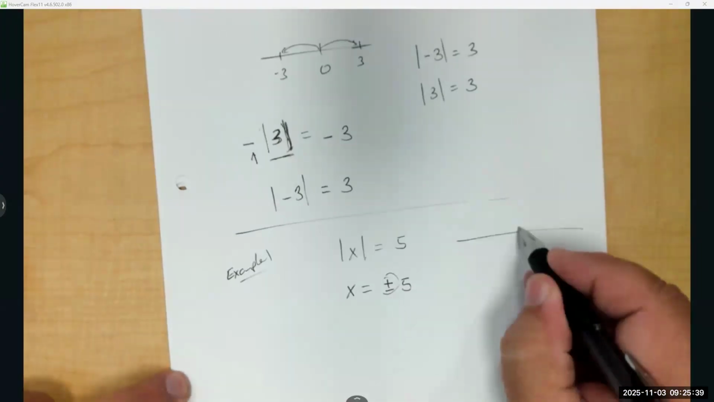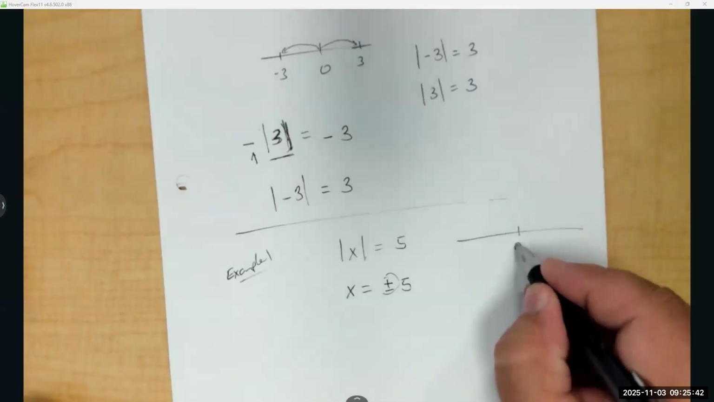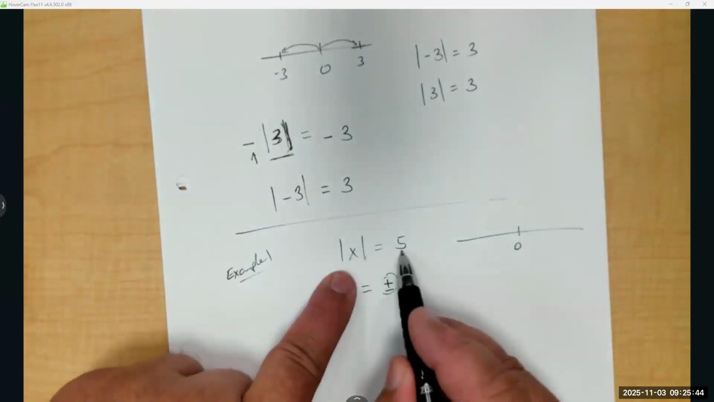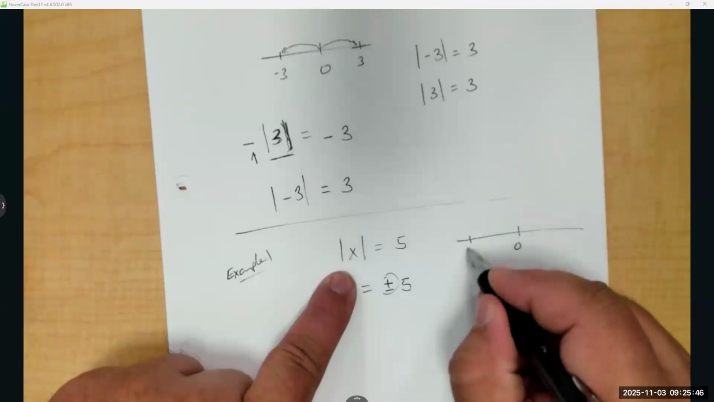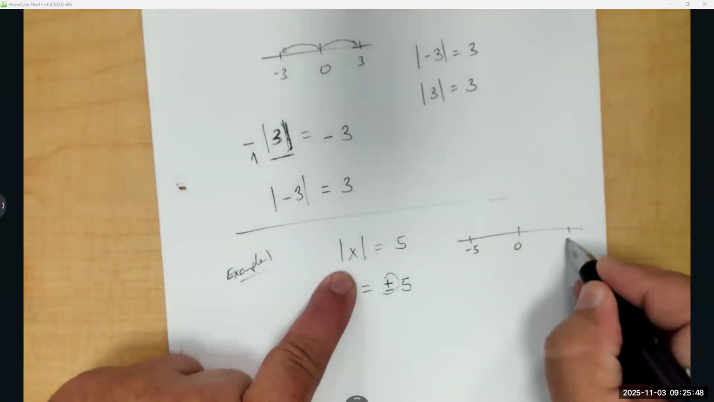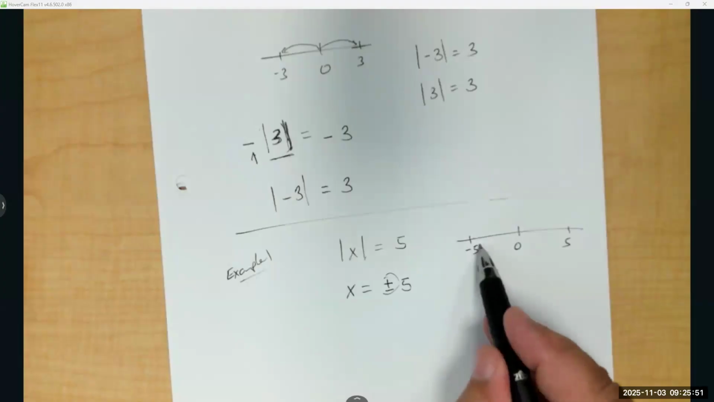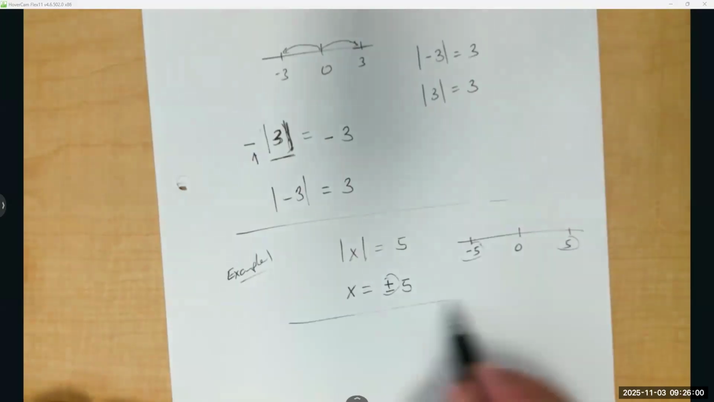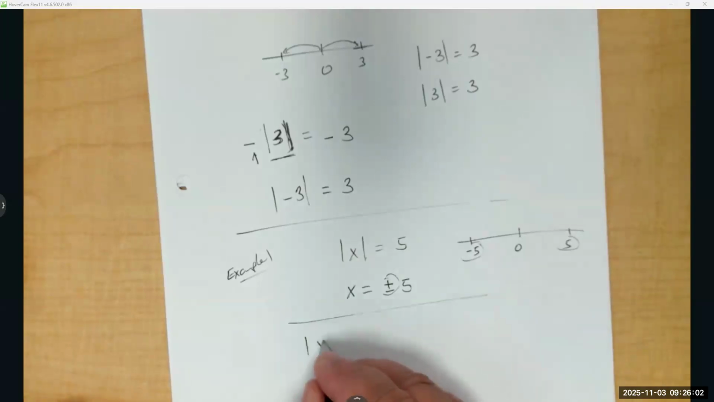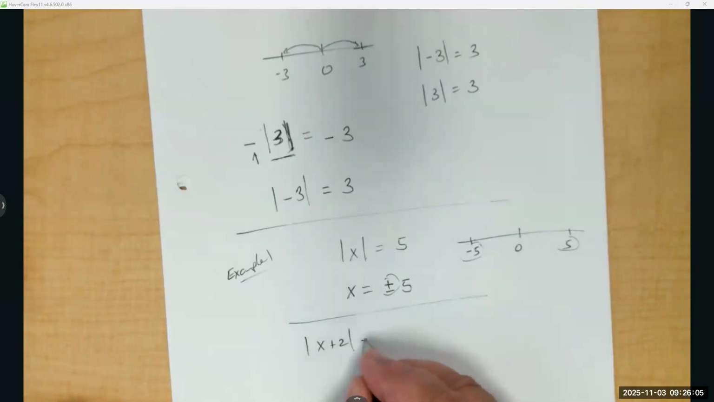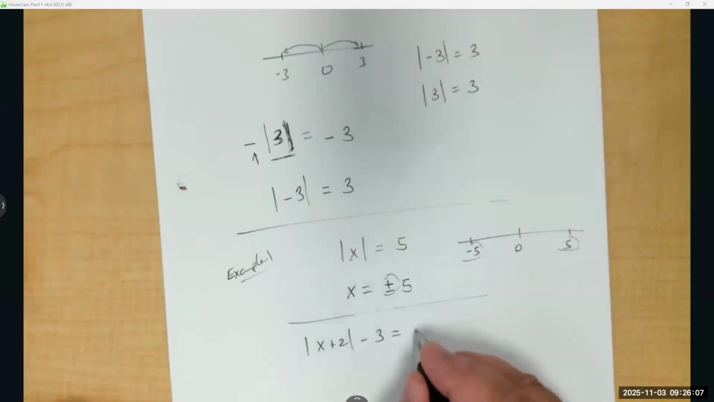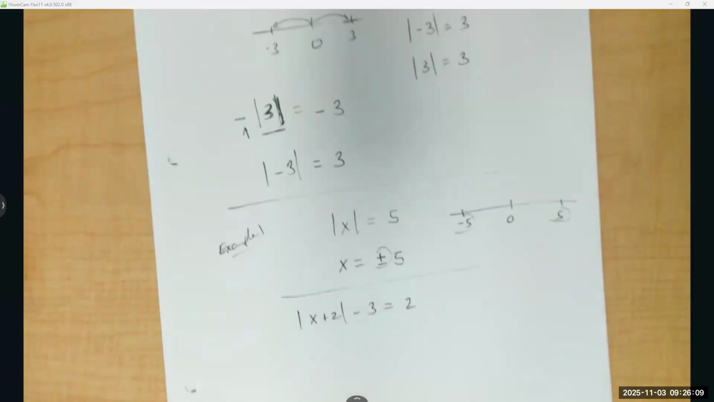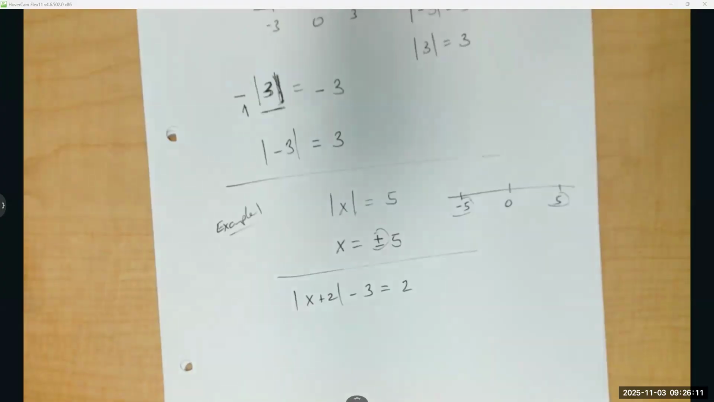Why? Because all this is asking is give me a number that's 5 units away from zero. The answer is negative 5 and positive 5. That's very important. How about this one?